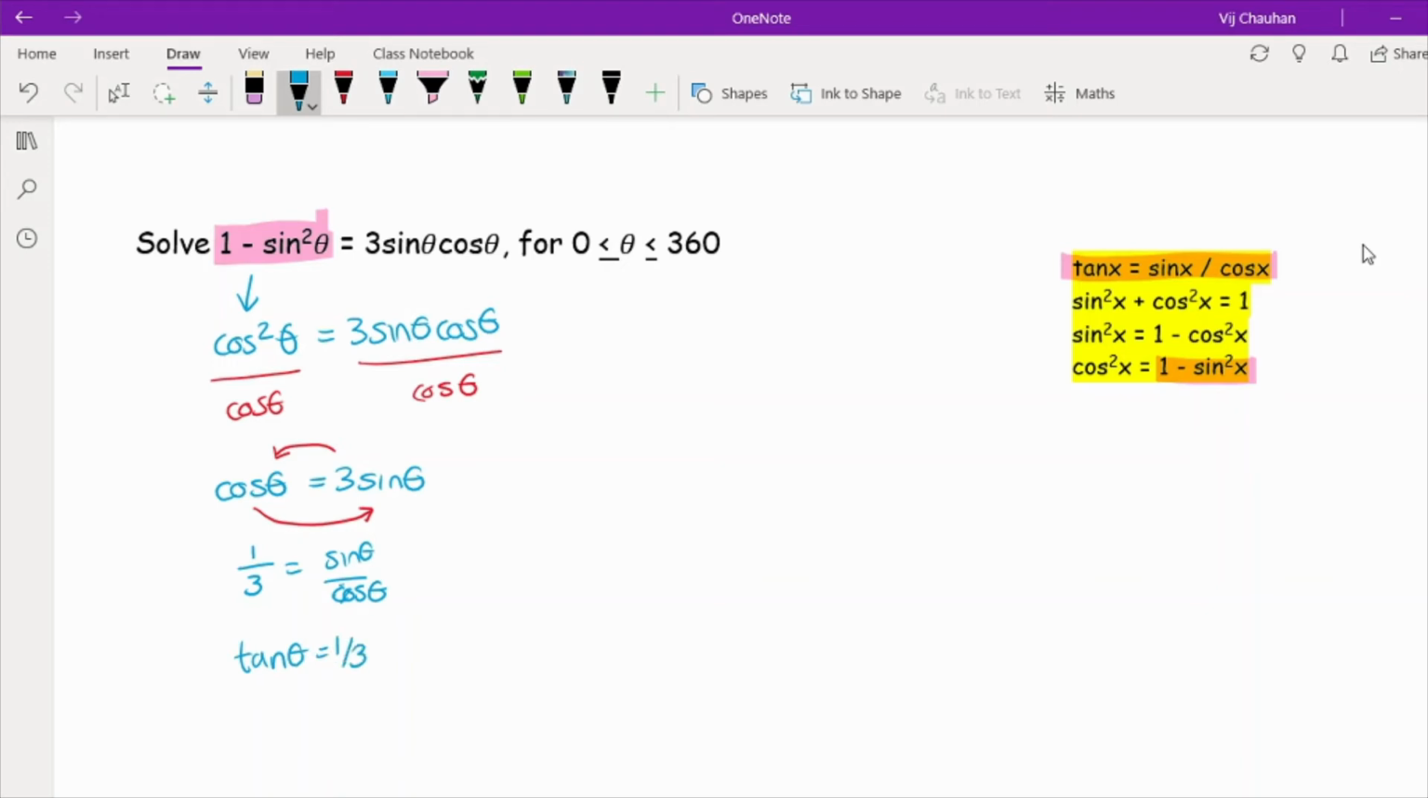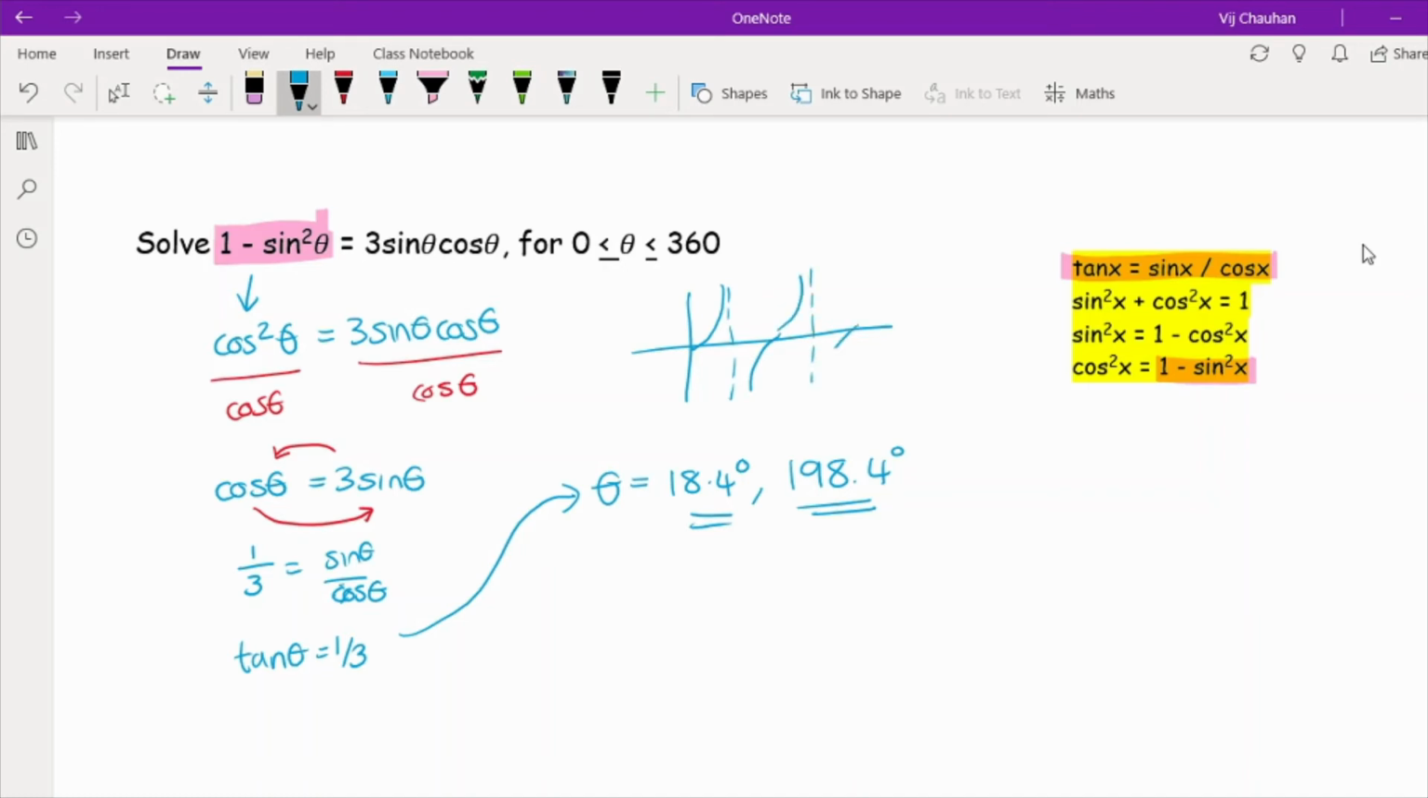So going about solving this, if I do the inverse tan of a third, I get my first angle as 18.4 to 1 decimal place, and then I get a second angle of 198.4 degrees, and there are my 2 answers. And again, just to double check, it's worth always doing a bit of a sketch of what it is you're actually looking for within the given range. So there is my tan graph between the values of 0 and 360, and if I draw a line at a third, you can see that I'm only expecting 2 possible answers, which validates the 2 angles that I've got here.